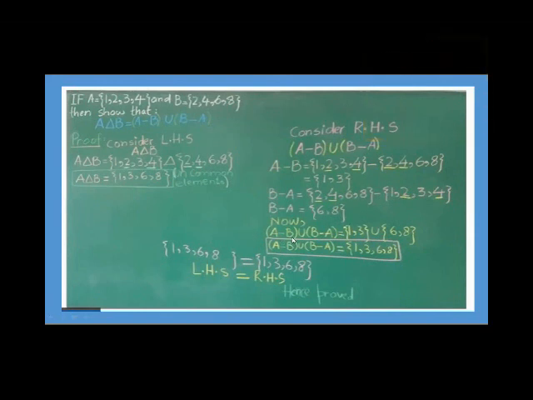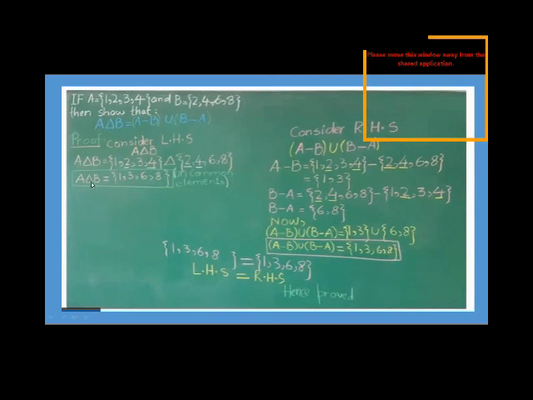Now we write A minus B union B minus A: the result of A minus B union the result of B minus A. For union, we have a clear understanding. We are going to combine the two sets. So that's why we combine the two sets and get the answer 1, 3, 6 and 8.